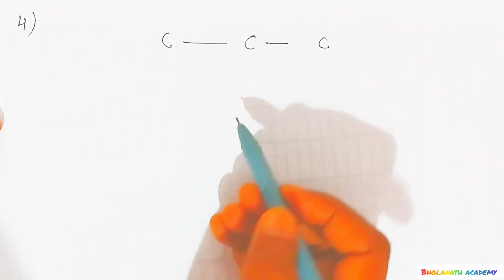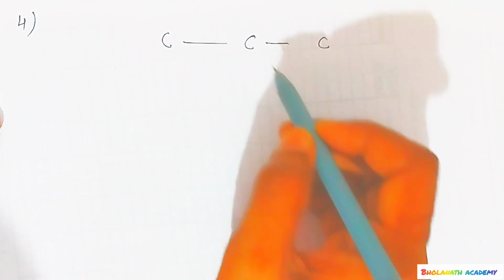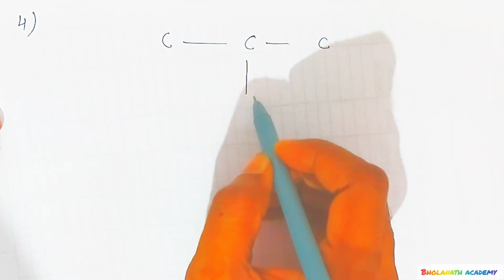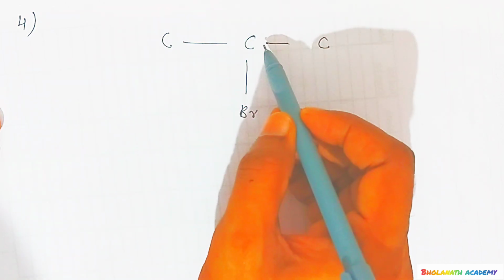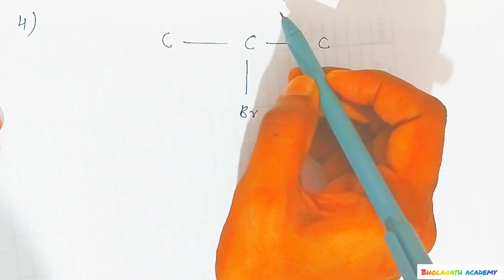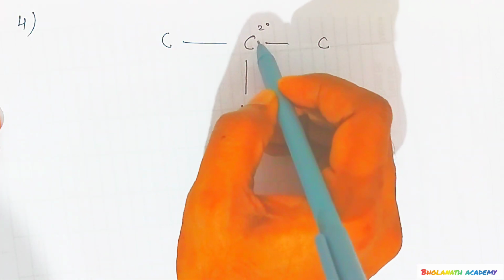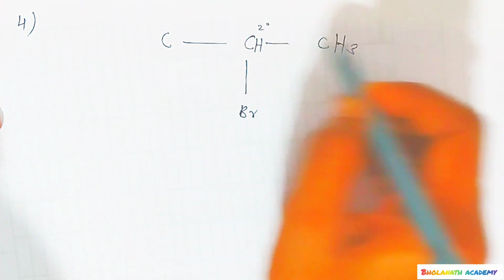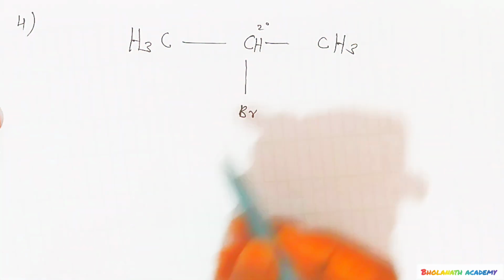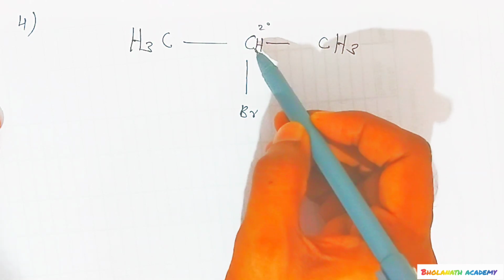Fourth example, students. What happens? The hydrocarbon contained is an alkane containing 3 carbons. Now, students, here the bromine is going to be attached to the second degree carbon. Now fill the valency, students. So here will be one hydrogen, here CH3. Okay, students. Now bromine is attached to the second degree carbon.